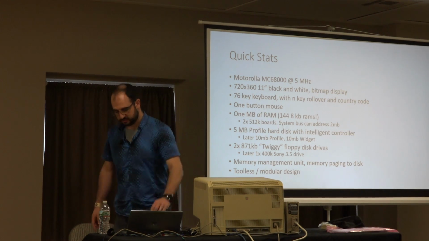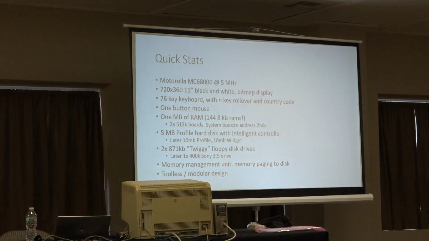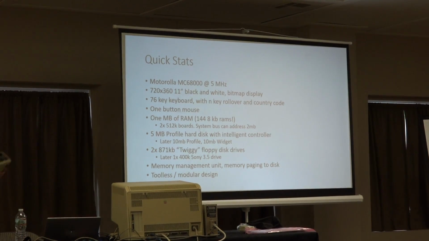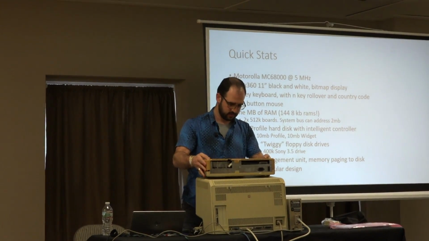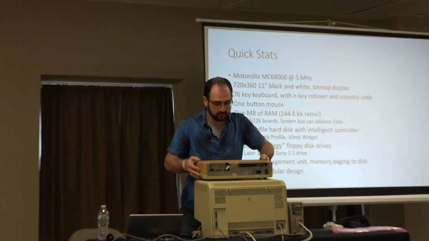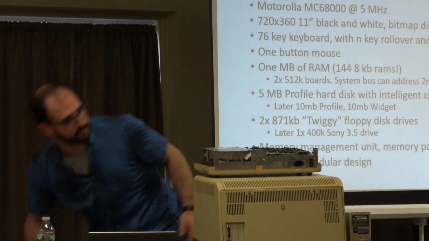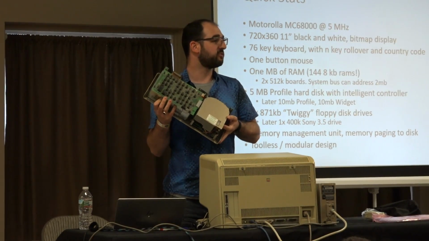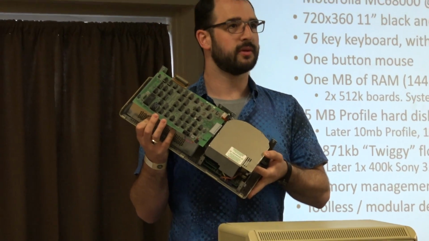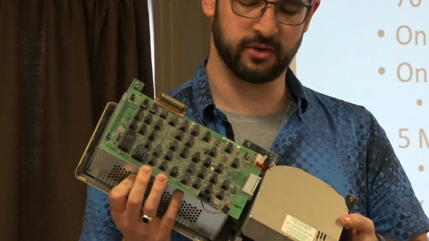The systems also had one of these beasties originally. This one's in particularly poor shape, but this is what Apple calls the profile hard disk, and it contains inside a Seagate ST506 disk mechanism, which was the first 5¼ inch hard drive designed for personal computers.